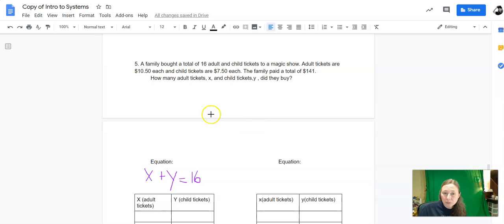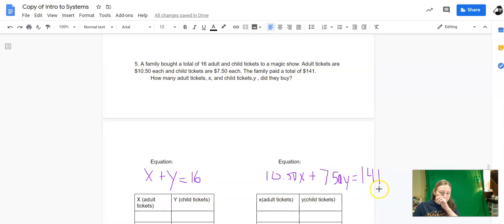Okay, the next one is that the price of all the tickets must add up to $141. The adult tickets are X, they're $10.50 each, so $10.50 times X plus $7.50 times Y must equal 141.